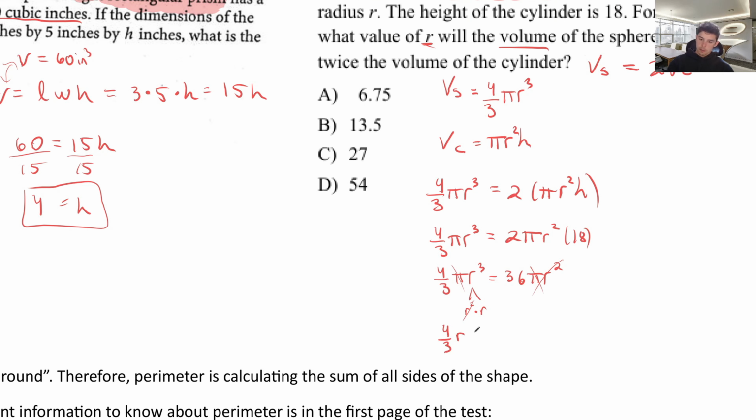4/3 r equals 36. So now we can multiply both sides by 3 and divide both sides by 4. So r equals 36 times 3 divided by 4, and that's equal to 27. So that's the radius that's going to make the volume of the sphere twice the volume of the cylinder, because both radii have to be the same.